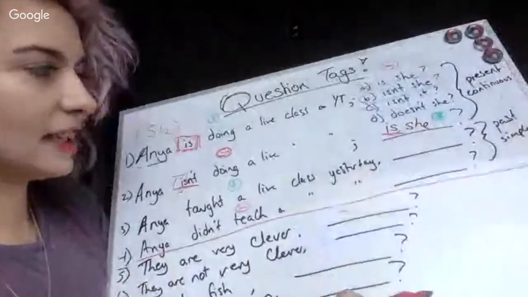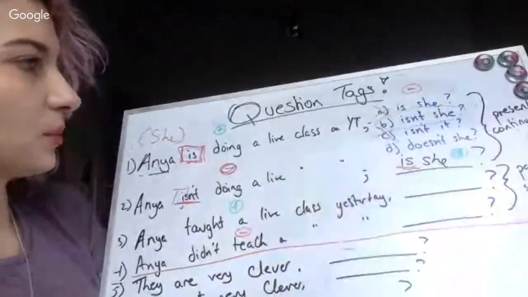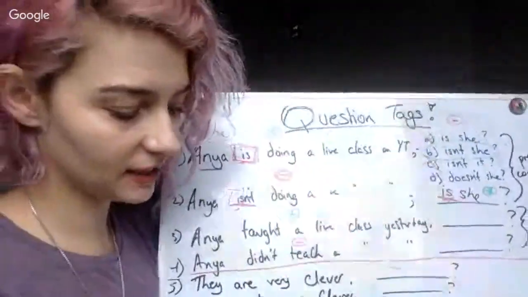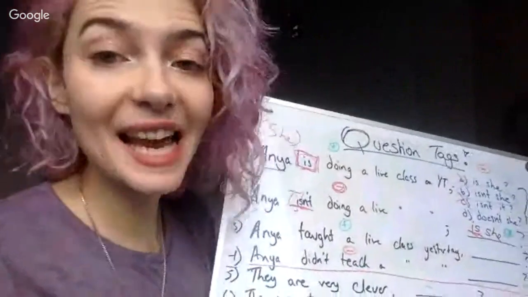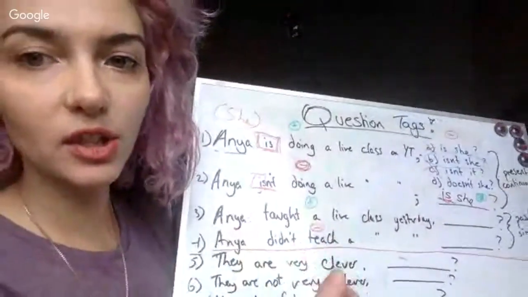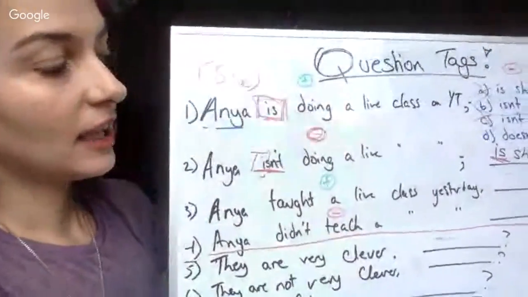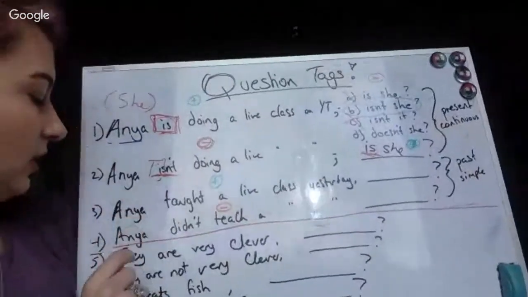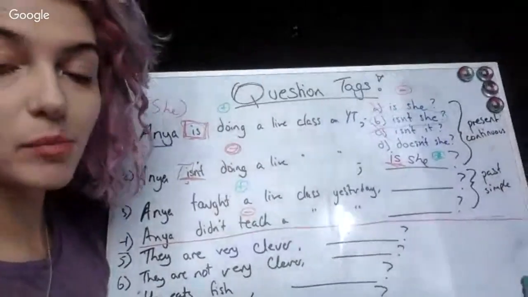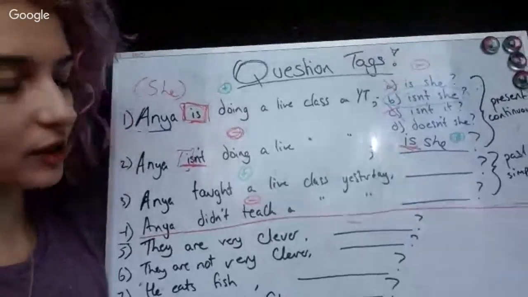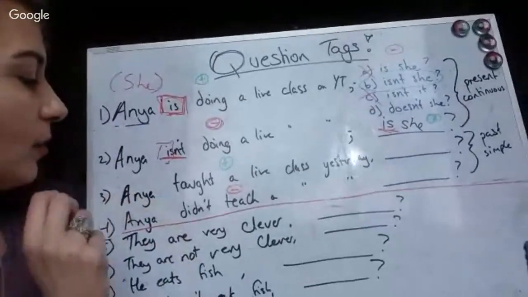Okay, let's look at some other examples. So both of those were using the present continuous tense. Question tags can be used in any tense. You can use any tense with question tags. So we're going to look at a few other tenses and some more examples now. Okay, the next two sentences, numbers 3 and 4, are in the past simple tense. Let's take a look at the number 3, the third example.